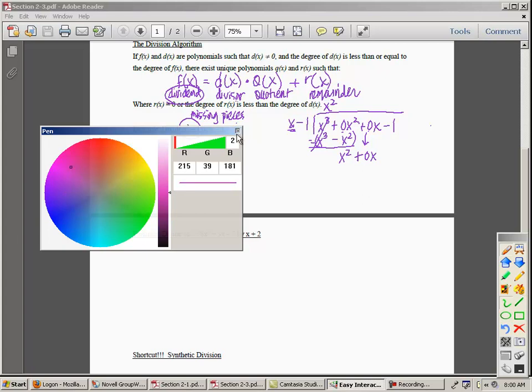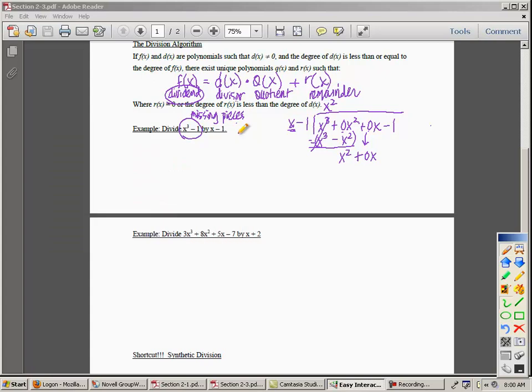Let's change color. And then I do my next step. X times what makes x squared? You get one more x. So x times x is x squared. X times -1 is -x. And I again subtract. My x squared should cancel. 0 minus a -1 means +1, so I'm left with an x. And I drop down my 1.